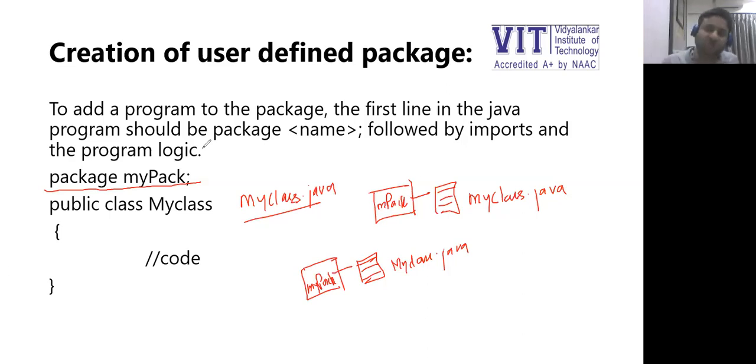Now in future, wherever I want to import this class, I've declared this class as public. If this class is not public, then I cannot import it anywhere else. So I've created a package named my pack, and I have added a class to it. All you have to do is, while creating that class, add the statement package my pack and save it to that folder. It will add that class to the package.